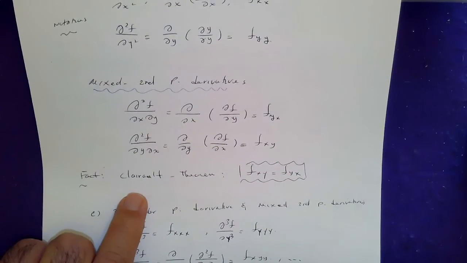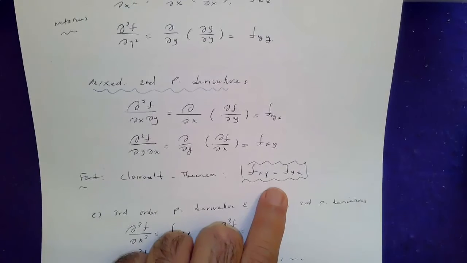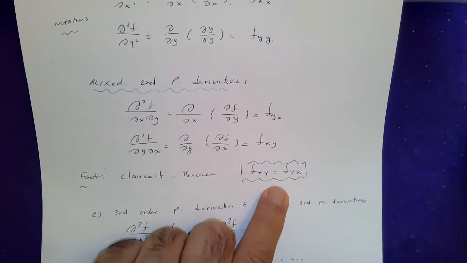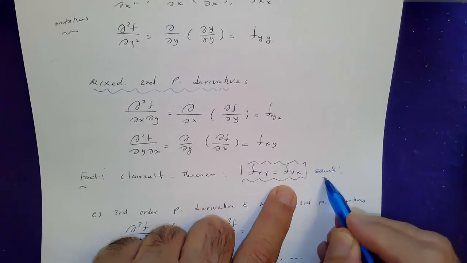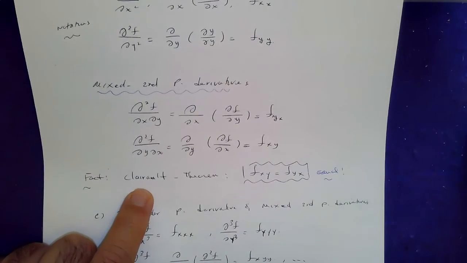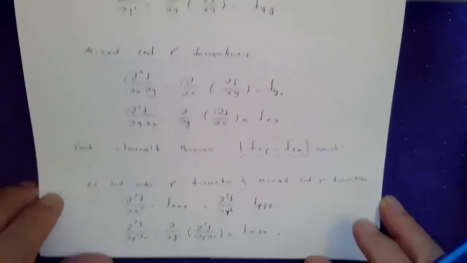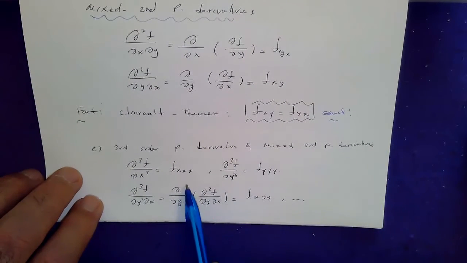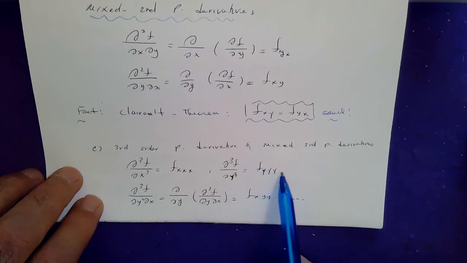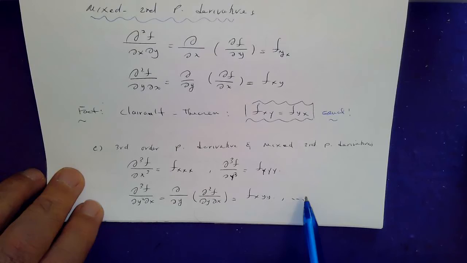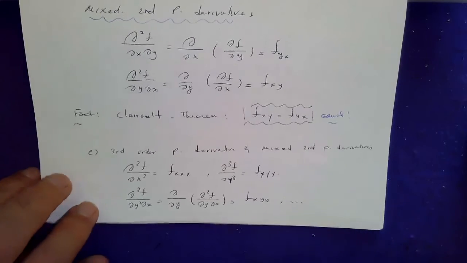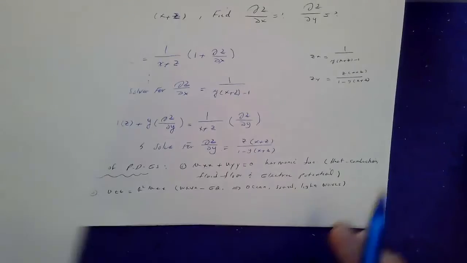According to the mathematician Clairaut, the mixed partial derivatives are always equal, rain or shine. Mr. Clairaut has proven that. Then you have third order partials, like fxx, fyy. Then you have third order mixed partials, fxyy, I don't know, fxxy, and it goes on.